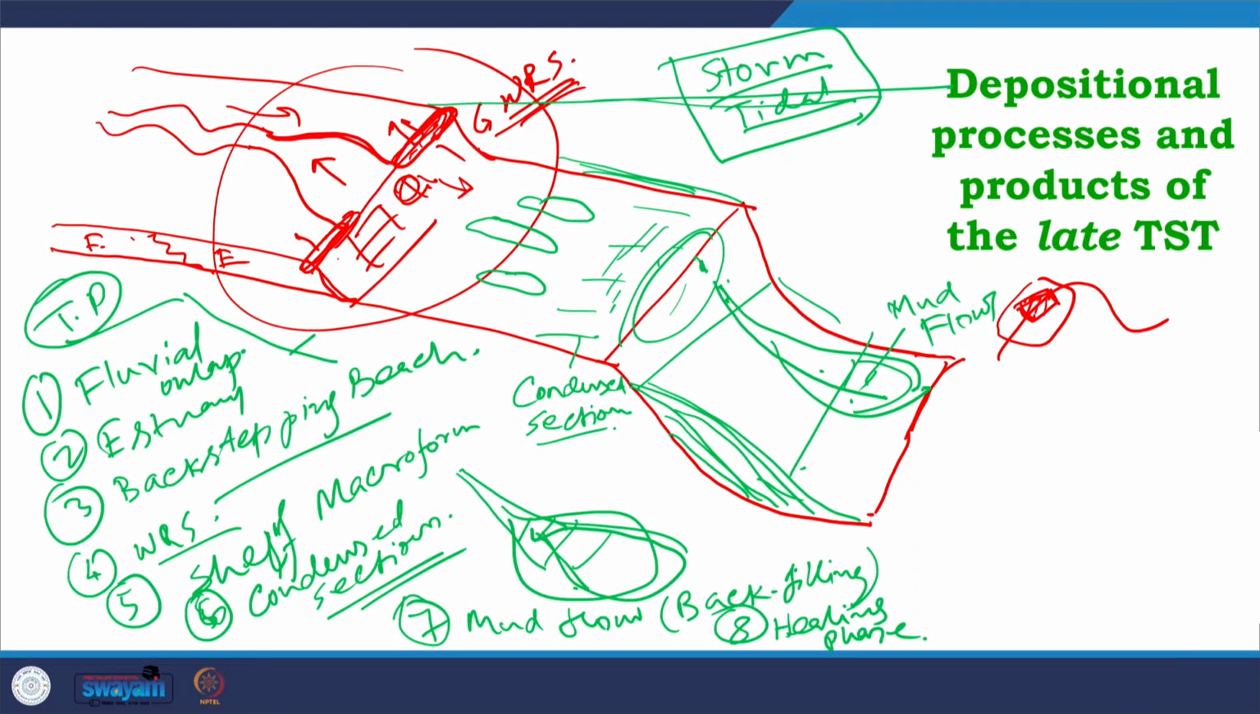Now, here comes this particular term that I have used so many times during these last 2 diagrams. This is a healing phase deposit. This healing phase deposit is a very typical one, very characteristic one for transgressive systems tract, because this we will not get, we cannot observe in any other kind of scenario.